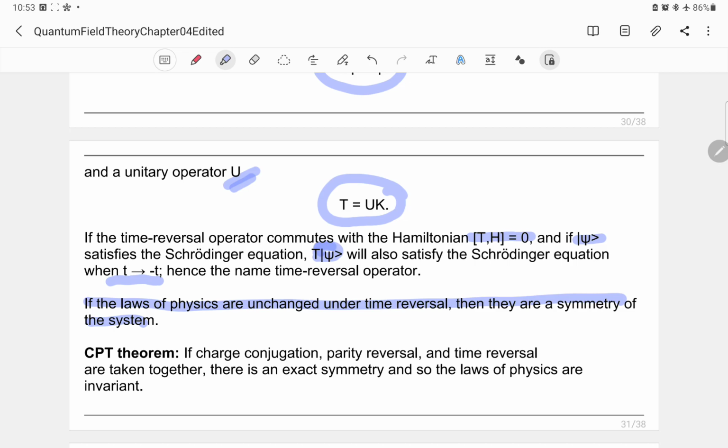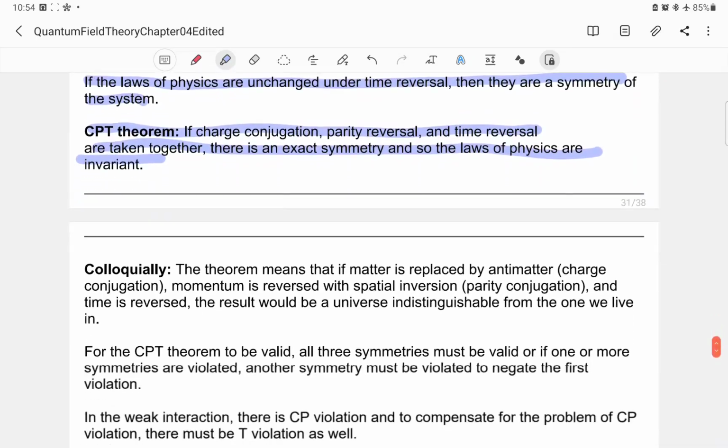Now here is the CPT theorem. So we know that charge conjugation and parity reversal are violated in the weak interaction. But according to this theorem, if charge conjugation, parity reversal, and time reversal are taken together, there is an exact symmetry so that the laws of physics are invariant. So this is the CPT theorem. They should be together so that the laws of physics are still invariant.